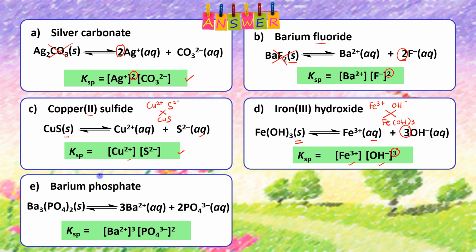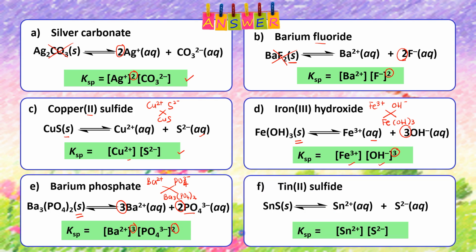Okay, next for E, barium phosphate. Barium Ba2+ and phosphate PO4 3-. Then we get Ba3(PO4)2, which exists as a solid. This will partially dissociate and become 3 moles of barium 2+ and 2 moles of phosphate ion. Write the Ksp expression. Make sure the equation is balanced, and the coefficients become the powers.